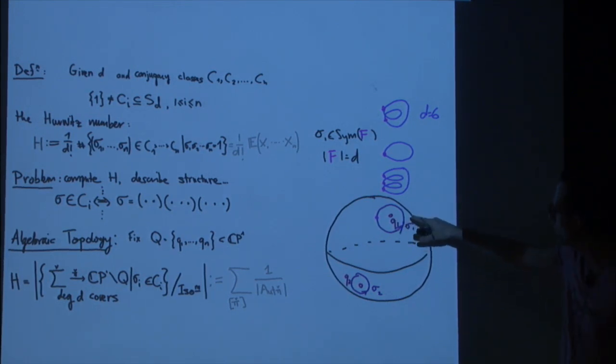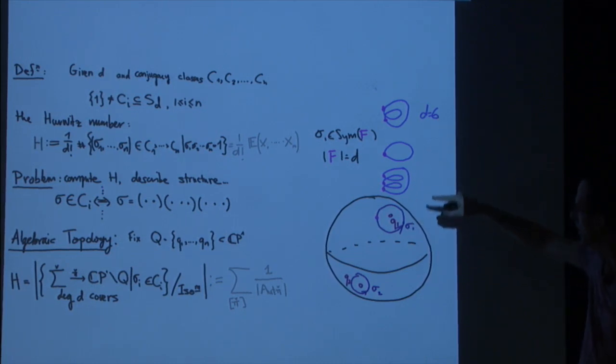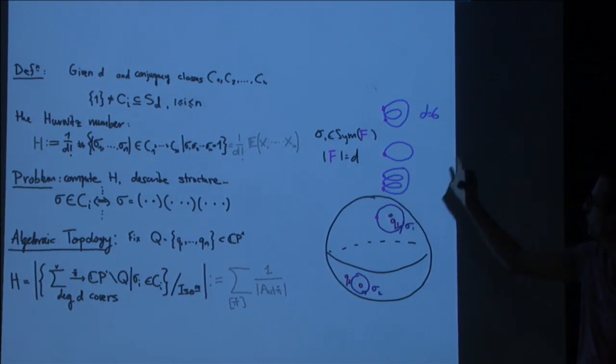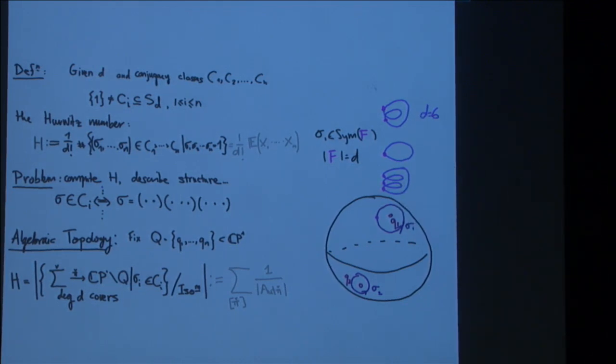I take a small loop around the point Q1, and I look at its inverse image. This is a bunch of circles. And basically, when I move around this loop, the fiber F gets permuted. And I require that this permutation lies in C1, in this case. OK. I think this is good.